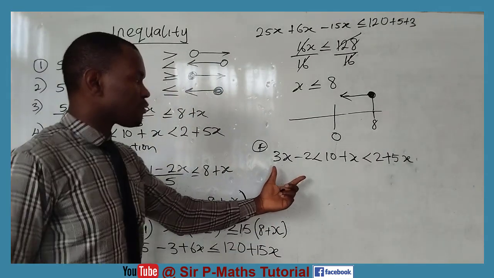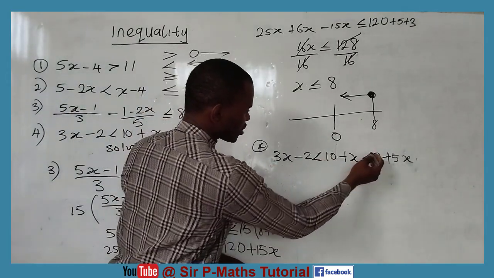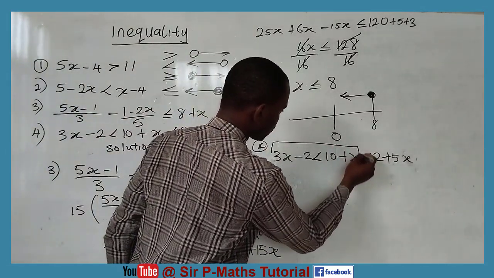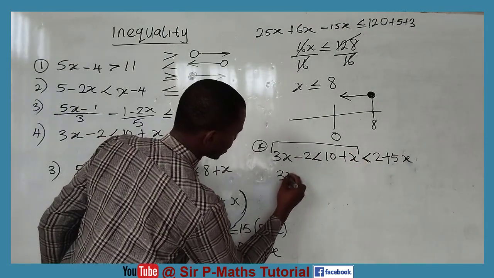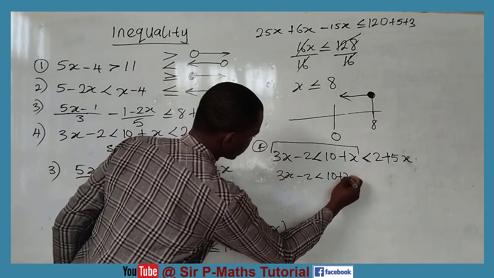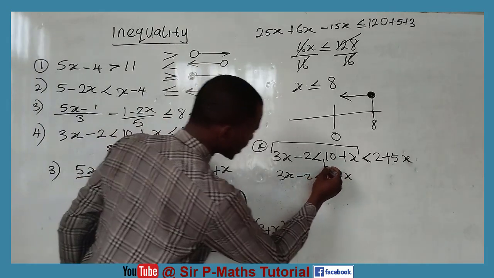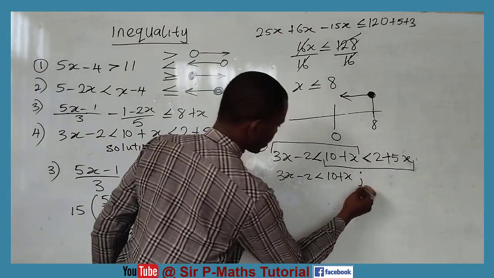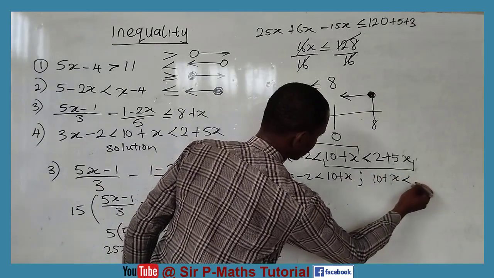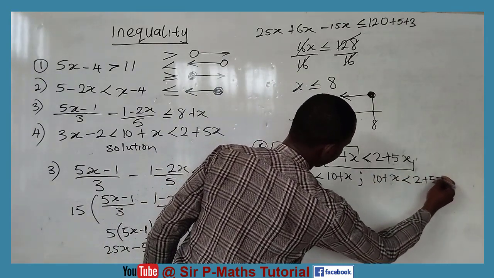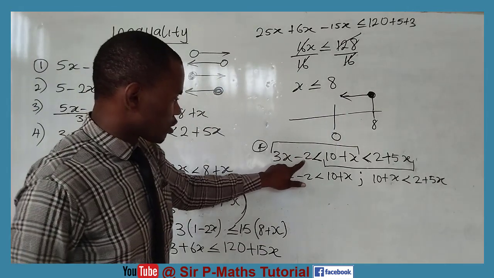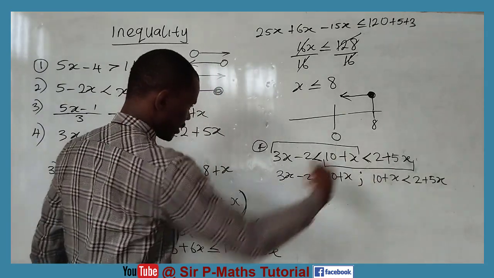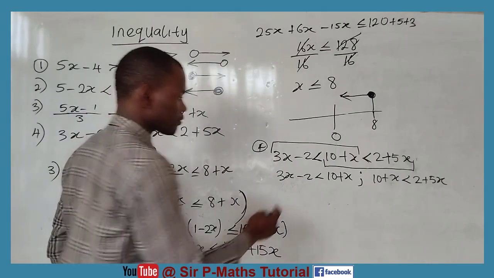All right. Now, looking at this problem, I have two inequality signs. How do we go about this? Cut the first inequality with the second part, the middle part. We have 3x minus 2 less than 10 plus x. Then cut the middle one again with the right hand side of the inequality. We'll have 10 plus x less than 2 plus 5x. You see what happened? I took the first and the middle. Next, I took the middle and the last. Simplify them separately. Bring the answers together.